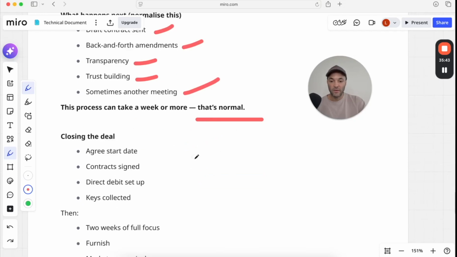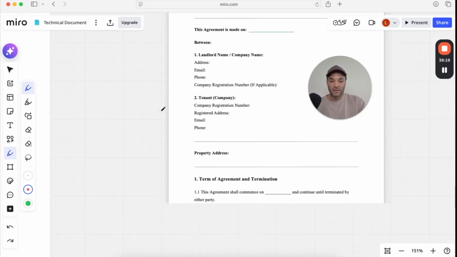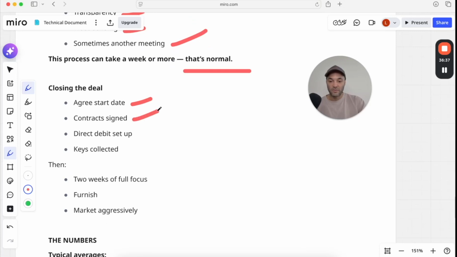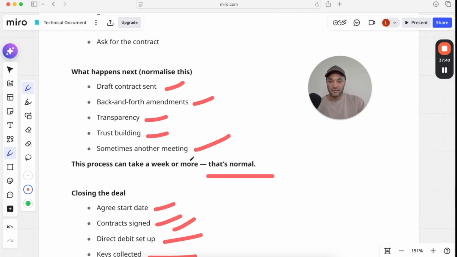Now once you've sent over the contract and you've made some amendments and the landlord's happy and you're happy, then you need to close the deal. So you send the amended contract, you agree a start date, the landlord signs the contract, you sign the contract, you set up a direct debit to pay the guaranteed rent, you then arrange a date to collect the keys, ideally 2 weeks before the contract starts, and then you need 2 weeks of full focus. You should only be focusing on furnishing the house and marketing it aggressively, and that's the sales process.